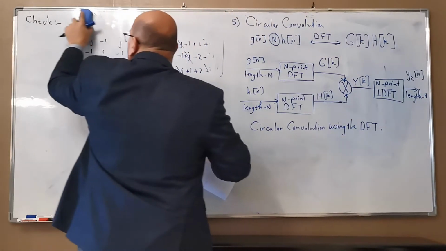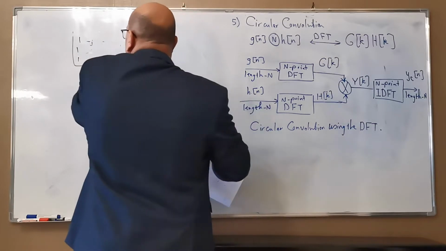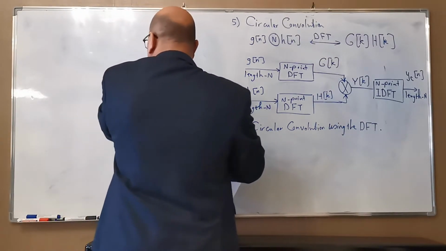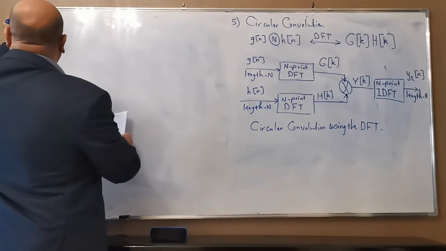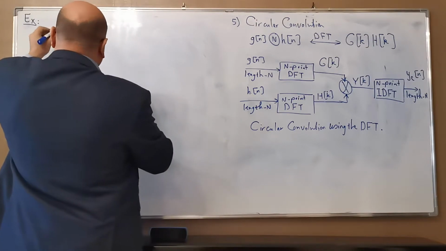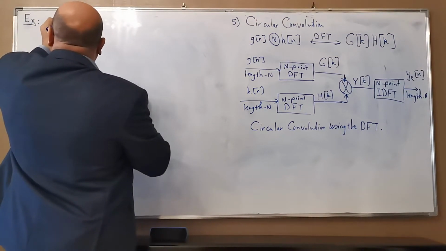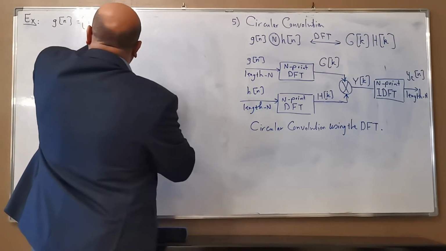I will demonstrate this by doing the example that we did before, last time, when we did the circular convolution. So our example is, again, we have g of n equals 1, 2, 0, and 1.